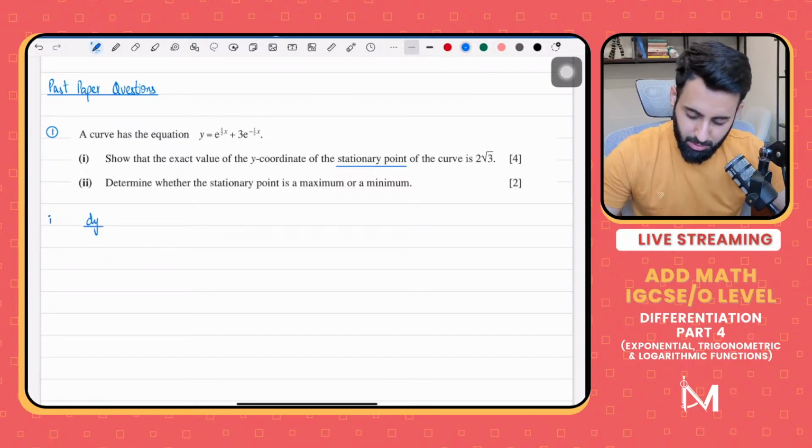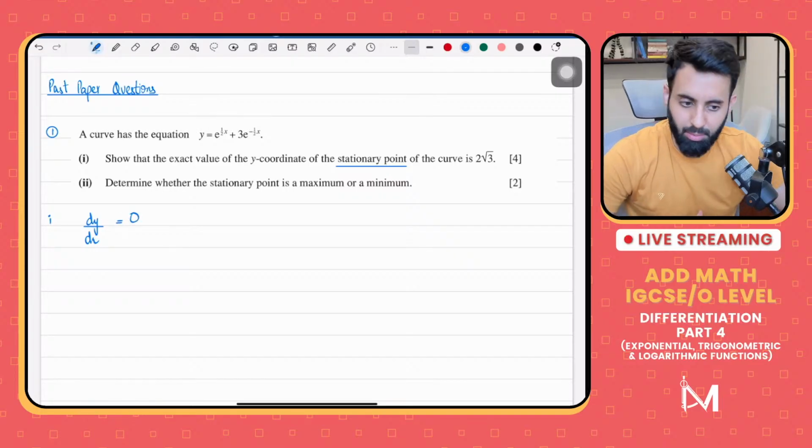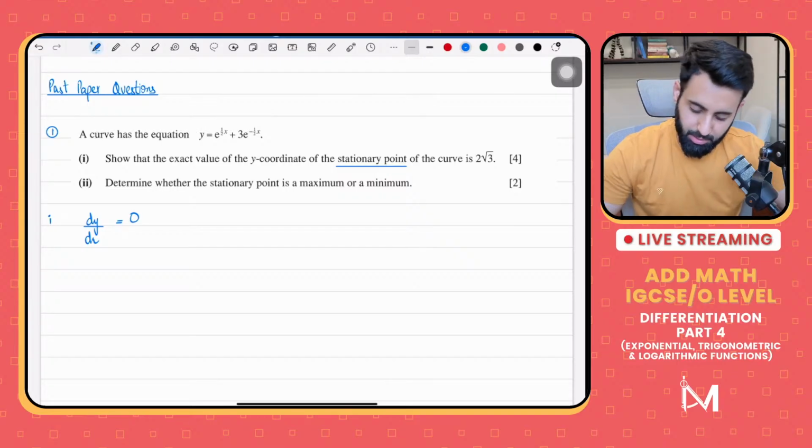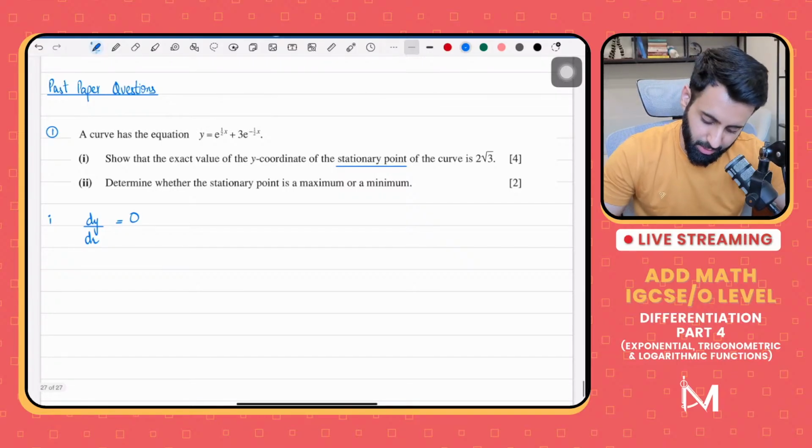Now remember, all the rules of differentiation remain the same. That means if you want to find the stationary point, it is basically dy by dx equals 0. So that's exactly what we're going to do. We're going to differentiate this. Now pay close attention as I'm differentiating it.